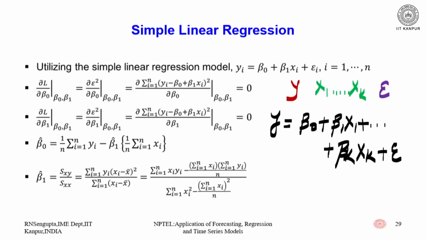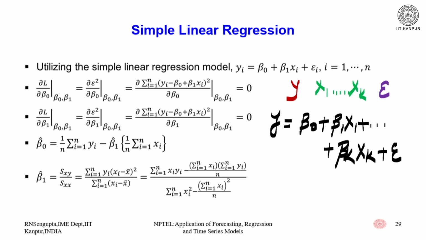x11 to x1k, that means all the n readings for the first random variable are all known. Similarly, x21 to x2k, which is the reading for all the second random variable, is all known. Similarly, if you go to the kth one, xk1 to xkn are all known. And also the fact is that you do not have the error, but you want to minimize the error.